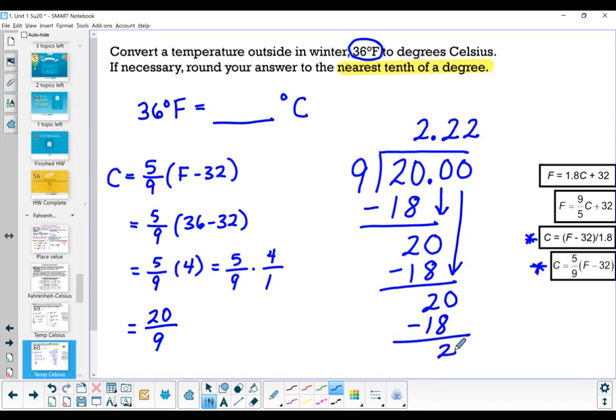Now at this point, we can round to the nearest tenth. There's the tenth place. That's what we look at to round, the number to the right of that. So we have 4 and below, let it go. So we're rounding to 2.2 degrees Celsius. Okay, so if it's 36 degrees Fahrenheit outside, that means it's approximately 2.2 degrees Celsius outside.